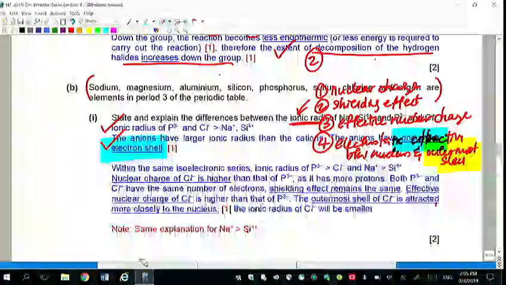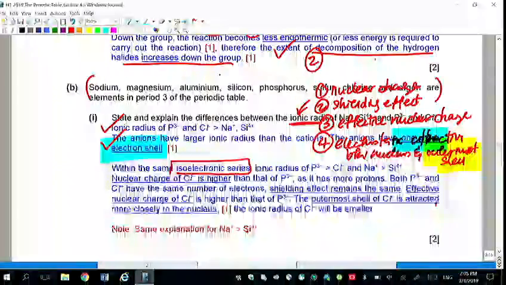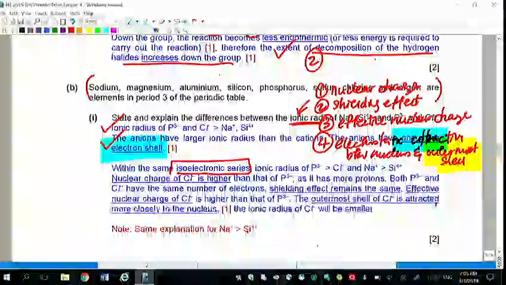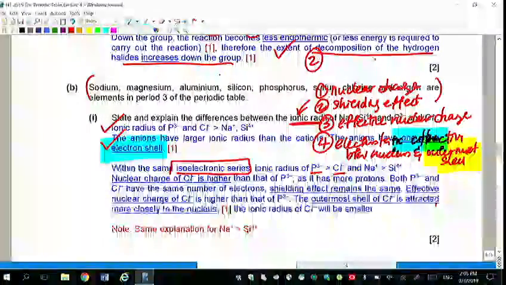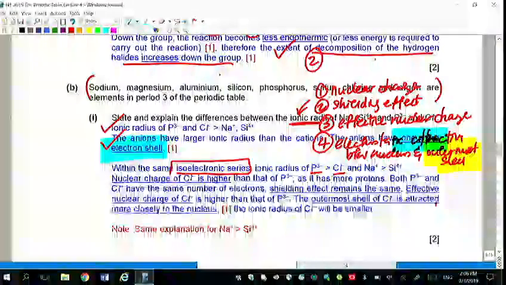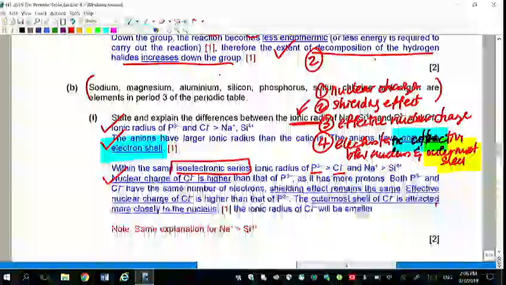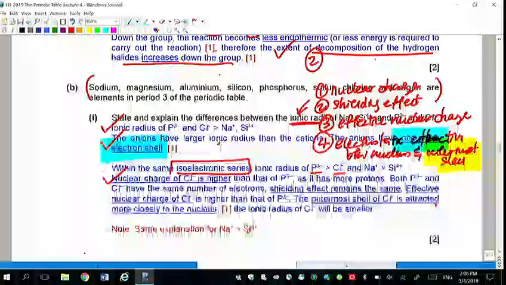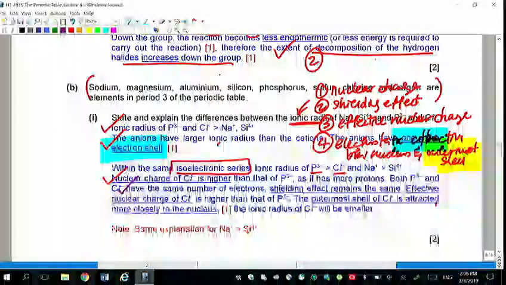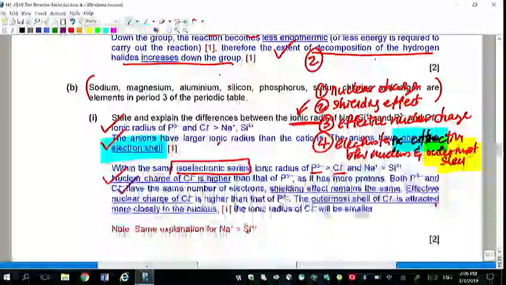Next one, within the same isoelectronic series. If you still do not know what an isoelectronic series is, it just means that they have the same number of electrons. So P3- as compared to Cl-, they have the same number of electrons. Across the period, your Cl- will have a larger nuclear charge. Why? Because it has more protons. First thing I talk about, nuclear charge. Because they have the same number of electrons, your chloride ions and your P3- have approximately the same shielding effect.